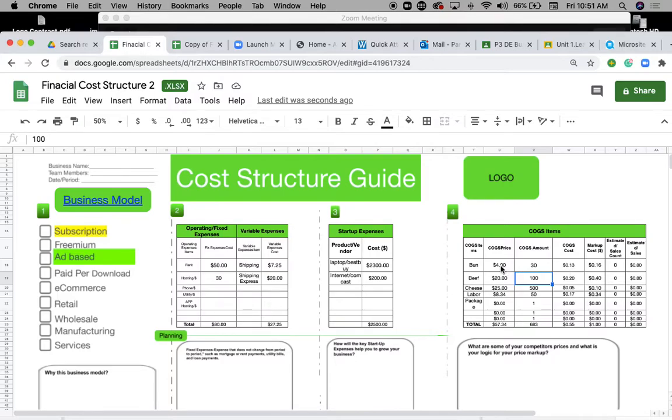Because a lot of kids make this mistake. They say, oh, Mr. Paris, the bun costs $4, so I need to charge $4 for my selling price, add it into the selling price. No, that's where you go wrong. You always have to do this formula: the price divided by the amount in the package. Quantity, those are the factors you have to divide it by.